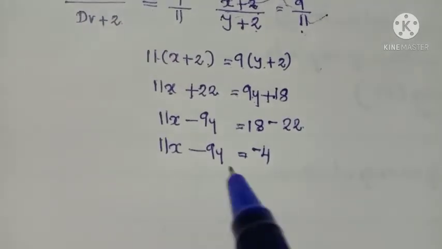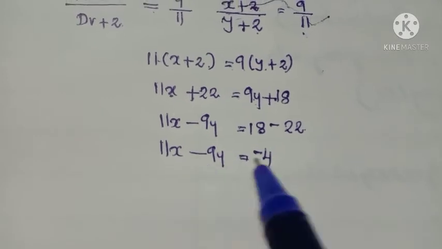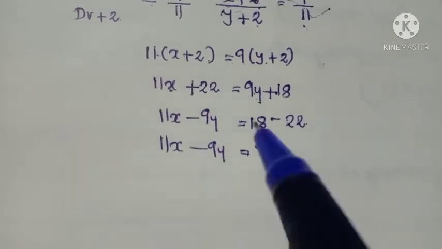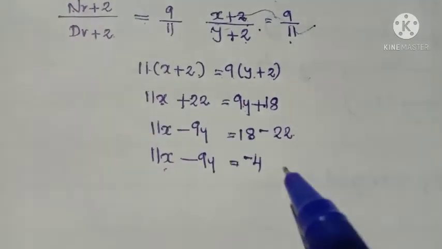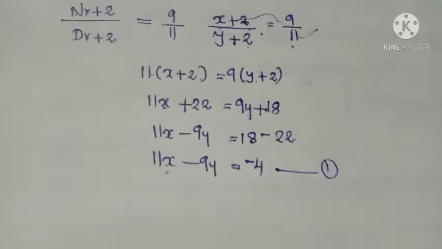18 minus 22 is minus 4. Now this is our general form of a linear equation in two variables. So we converted this into our general form and put it as equation number 1.